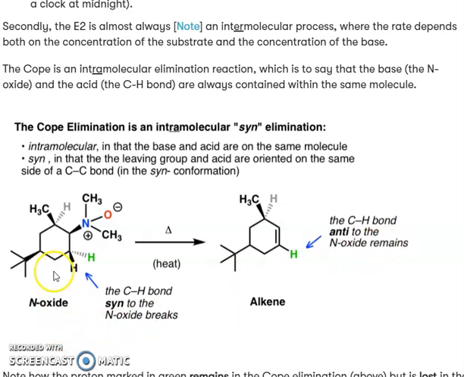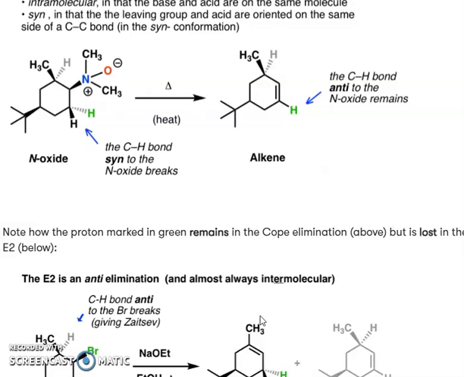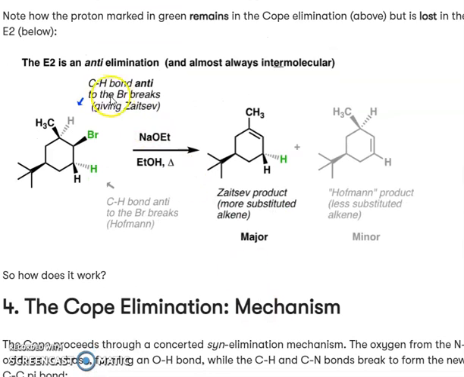So you can see this is the N-oxide, the C-H bond syn to the N-oxide breaks, and you will get the alkene. The E2 is an anti-elimination: the C-H bond anti to the Br giving Zaitsev. So the C-H bond anti to the Br breaks, giving Hofmann. So this is the Zaitsev product and this is the Hofmann product.